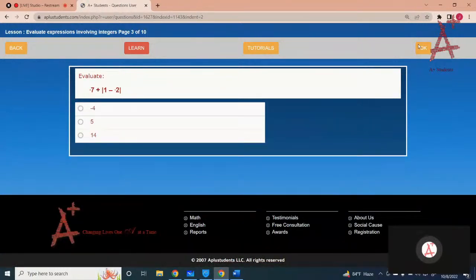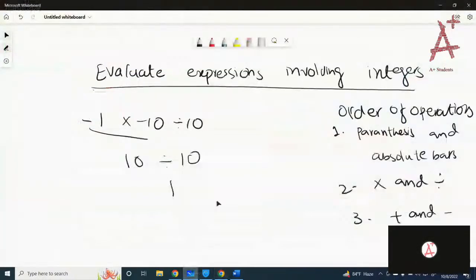Okay, the next one is negative 7 plus 1 minus negative. That's the one we did on the test. Do you know the answer for this one?